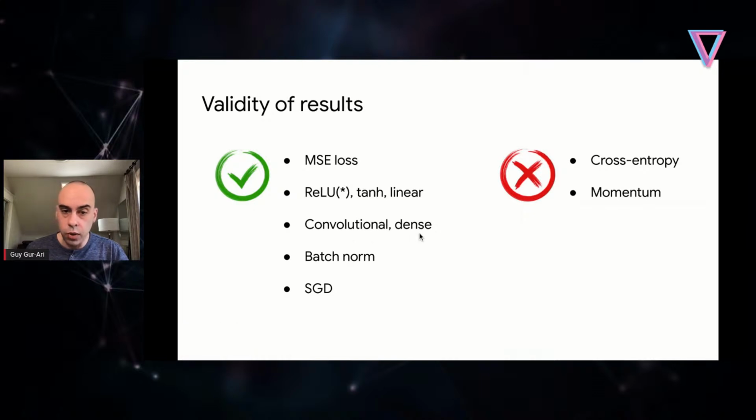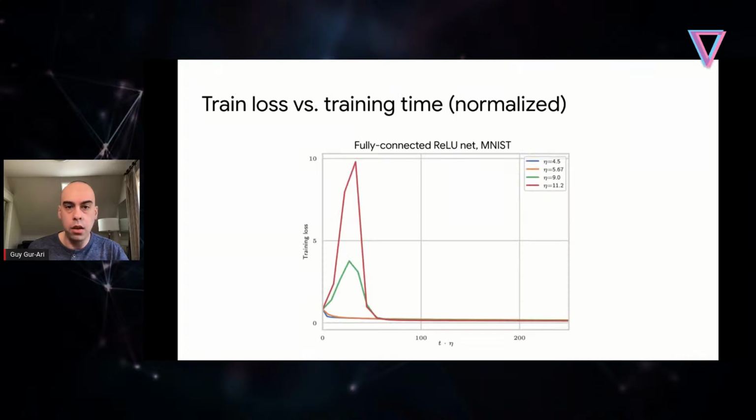You can do convolutional networks, dense networks, we'll see this in a minute. You can use batch norm, you can use SGD. These results all still seem to hold. The two things that break these results are, again, cross-entropy loss, which is not going to work, and momentum, which does have different behavior as well. If you use momentum, then the transitions between the phases are not as sharp. Basically, it smooths out these transitions that we see between the phases.